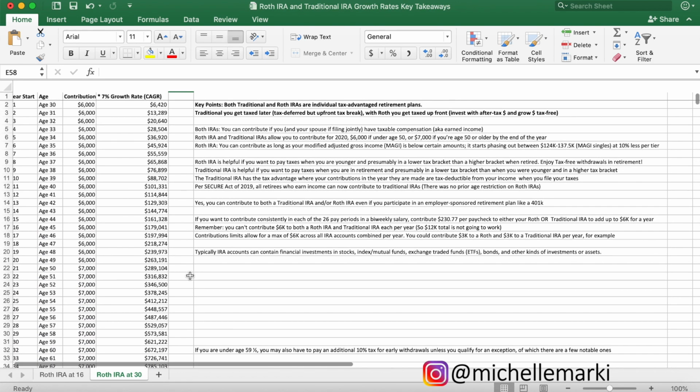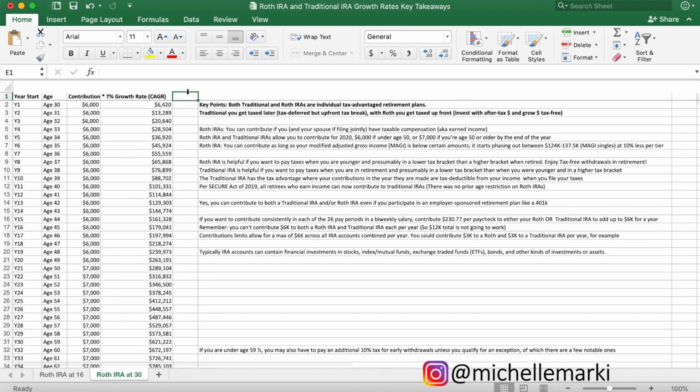So if you take anything away from the value of a Roth and traditional IRA, just know that they give you tax advantages to incentivize you to save earlier in life. And some of the points here in this column, I'm not necessarily going to read out all of them, but just know that if you contribute to a Roth IRA, your modified adjusted gross income can only be below certain amounts to do the maximum contribution.